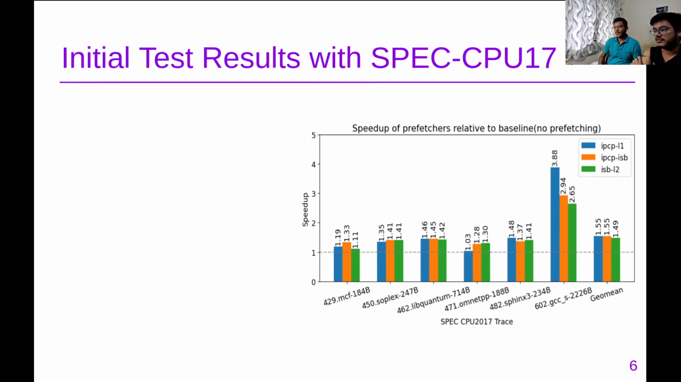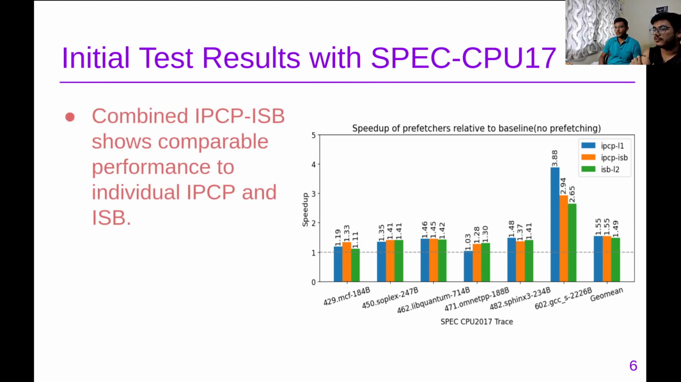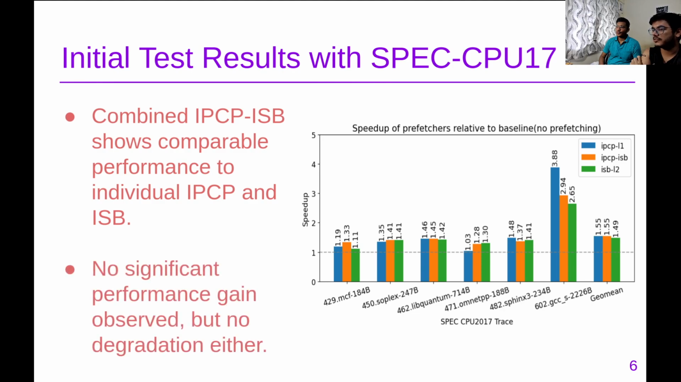So these are the initial test results. Both the IPCP and ISB papers have reported their performance on the SPEC CPU benchmarks, so we have tried to replicate that. ISB is proposed at the L2 level and IPCP is proposed at both levels, but here we are using IPCP at L1 and ISB at L2, and our combined prefetcher is running in L1. We can see the different traces having different performance, but if you see the geomean bars, our combined prefetcher shows practically the same performance as IPCP. It is not able to beat it, but there is also no performance degradation.